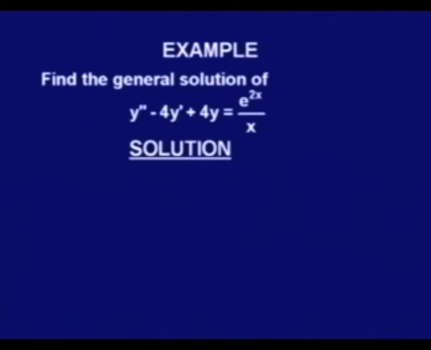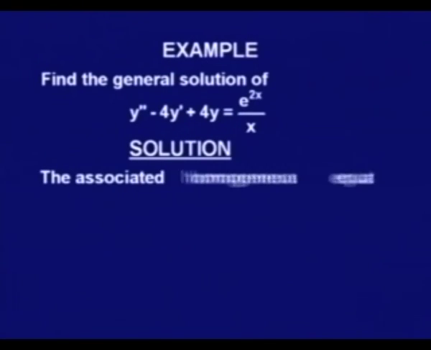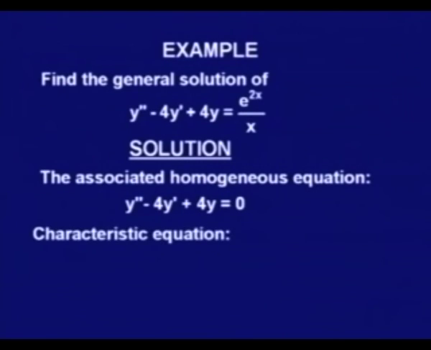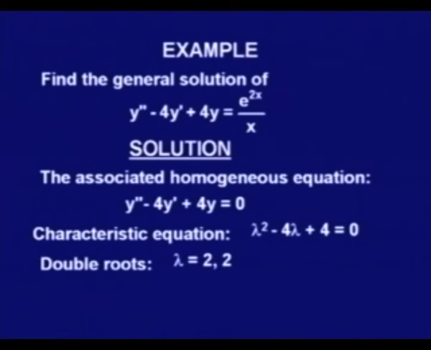First, we will find the associated homogeneous equation, that is y'' minus 4y' plus 4y is equal to 0. To solve it, we require the characteristic equation, that will be lambda squared minus 4 lambda plus 4 is equal to 0. Now, we see this is nothing but (lambda minus 2) whole squared, that is, again we are getting the double root lambda is equal to 2 and 2.